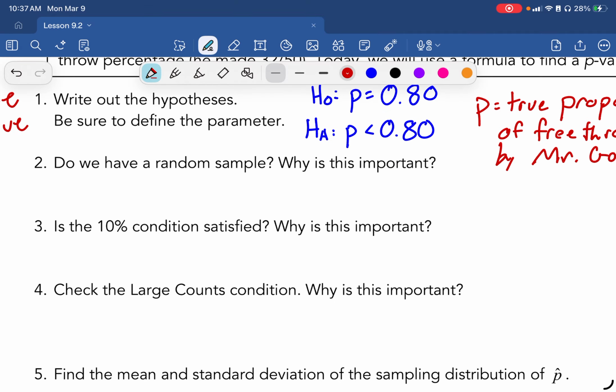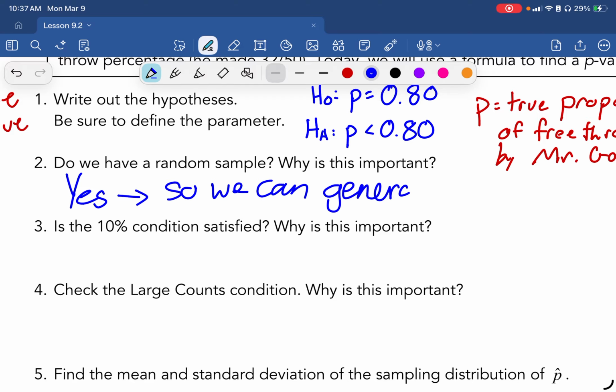What you're going to notice now, do we have a random sample? When Mr. Gomez shot his 50 free throws, the question you want to ask yourself is, were all of those shots random? They'd have to be. It's not like he could pick out 50 makes. He actually had to do them. They're random, so yes, we do have a random sample. Why is that important? So we can generalize to the population. We're always wanting to generalize to our population.